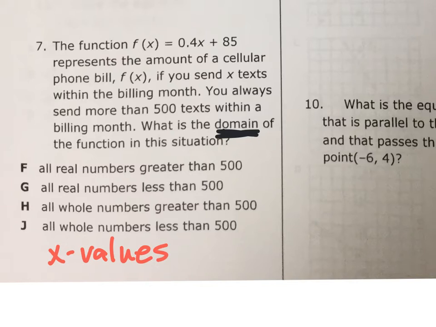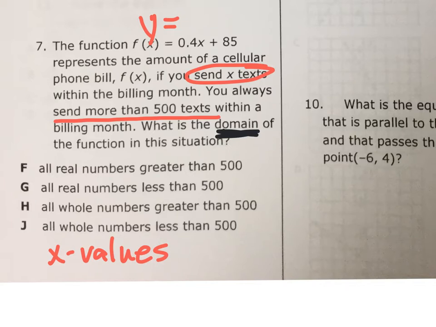As soon as you see f of x, you should be thinking that's also known as your y. So you could actually change this to y equals. So you want to go down here and find your x and what your x stands for, which is the number of texts that you're going to send. It also says that you're going to send more than 500 texts, right?